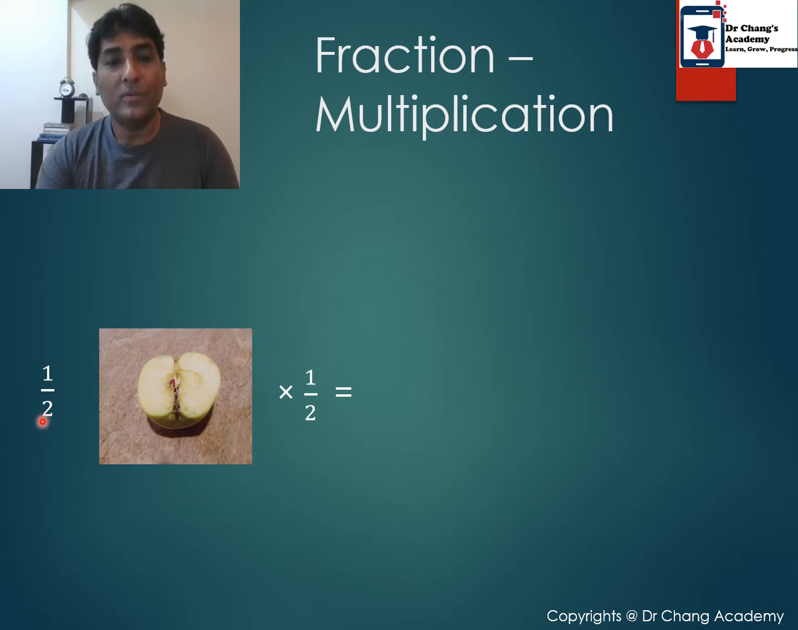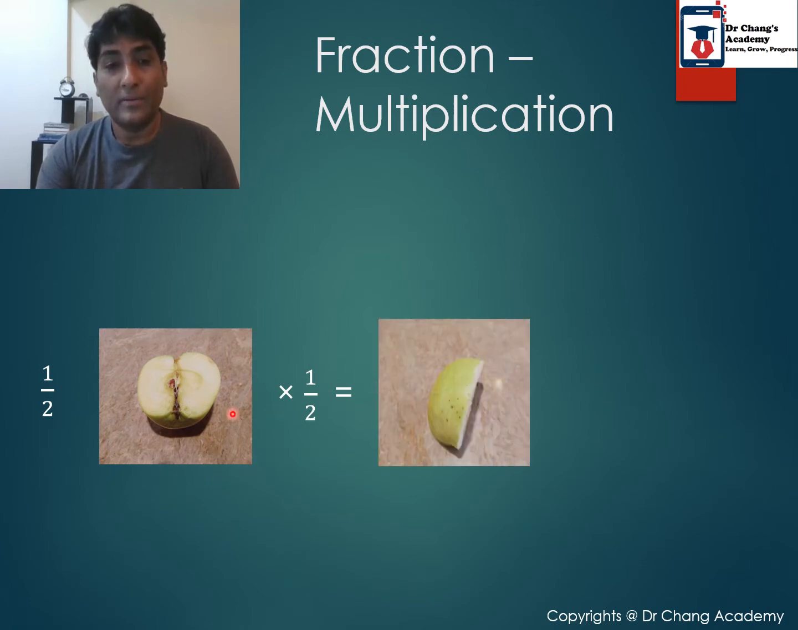So when we say half multiplied by half, or multiplying this half an apple, what we mean is half of this half. And half of, for example, this half apple is going to be a quarter. When we split this half of an apple into two halves, each is going to be a quarter. So half of half an apple is a quarter, and this is how we write 1/4. So half multiplied by half is equal to 1/4.